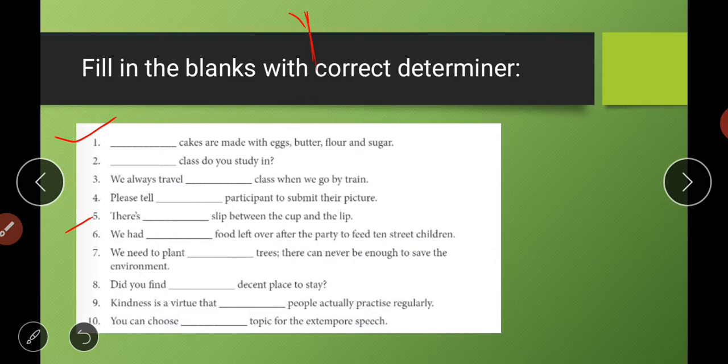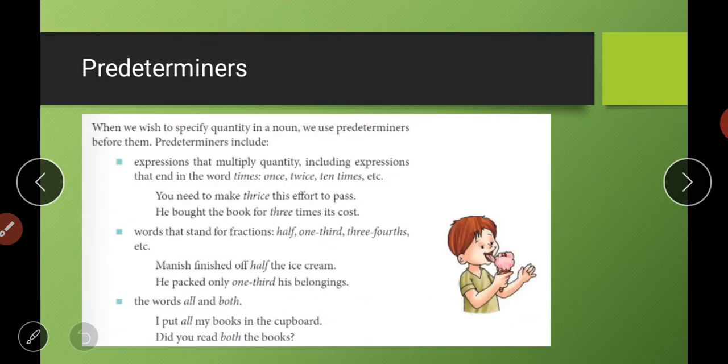Then, you can choose any topic for the extempore speech, any topic, either topic. So any topic will be the right answer, either topic is also right, any of the words can be written here. Next, let us talk about predeterminers. So students, what are predeterminers? When we wish to specify quantity in a noun, we use predeterminers before them. Pre means something that comes prior to a word.